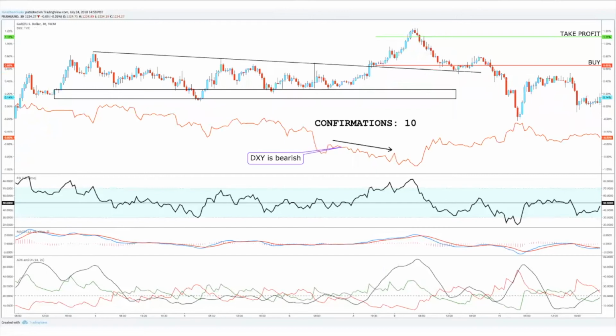So that's how you do it. That's how you can combine 10 confirmations. You can use these. You can use others that you think will work, but use this as a guideline. Use this as the foundation to make your own strategy. Do whatever is comfortable for you.